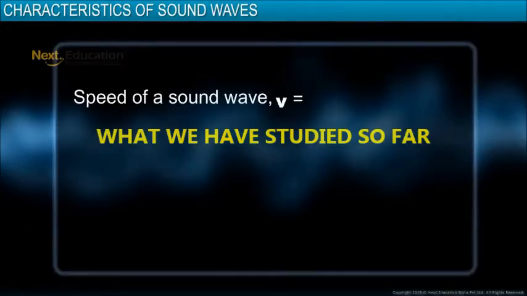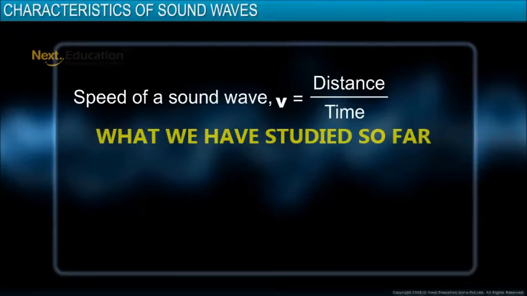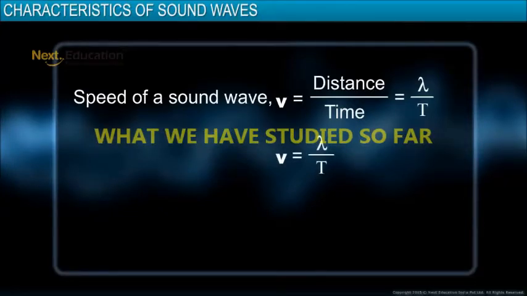Let's now look at the speed of sound. Speed is the ratio of distance to time. For a sound wave, the distance is its wavelength, lambda, and the time is the time corresponding to the wavelength, which is the time period T. Therefore, the speed of a sound wave is the ratio of its wavelength to its time period. It is denoted by the letter V.